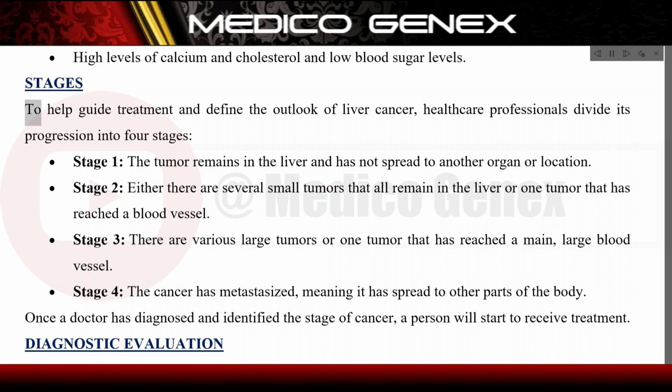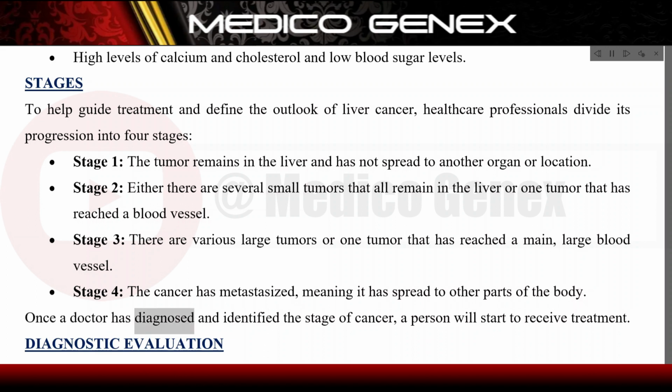Stages. To help guide treatment and define the outlook of liver cancer, healthcare professionals divide its progression into four stages. Stage 1. The tumor remains in the liver and has not spread to another organ or location. Stage 2. Either there are several small tumors that all remain in the liver, or one tumor that has reached a blood vessel. Stage 3. There are various large tumors or one tumor that has reached a main, large blood vessel. Stage 4. The cancer has metastasized, meaning it has spread to other parts of the body.